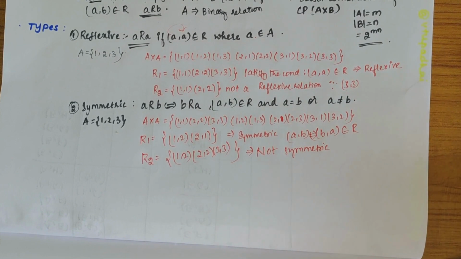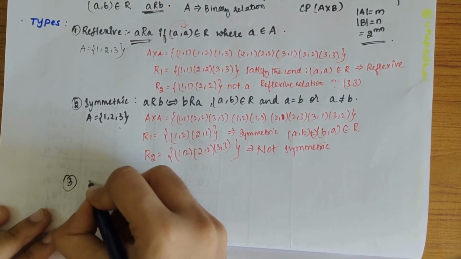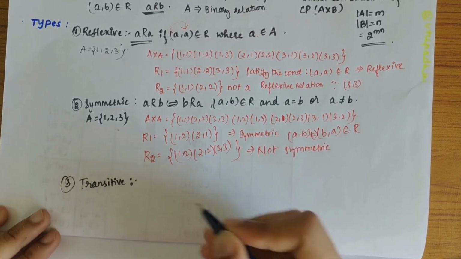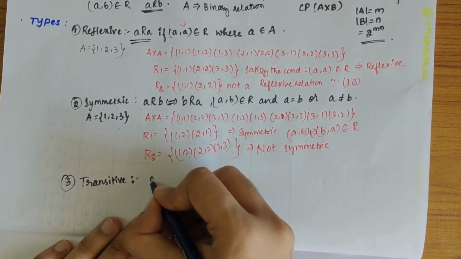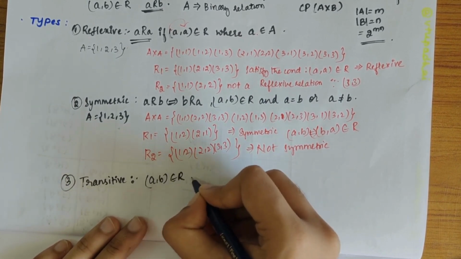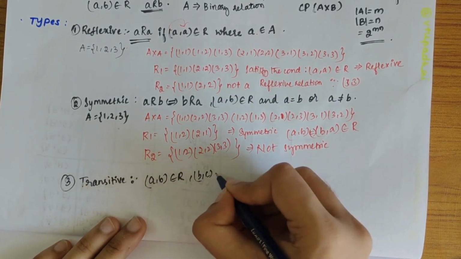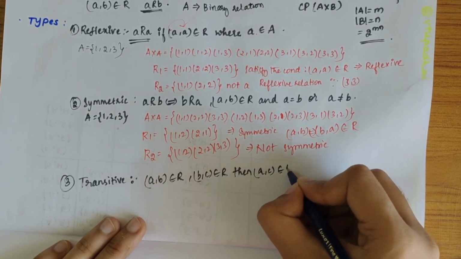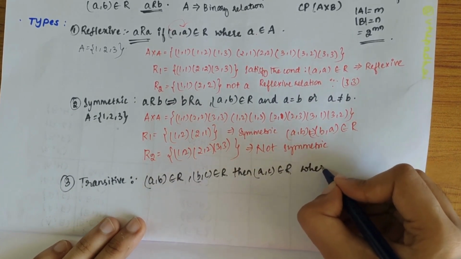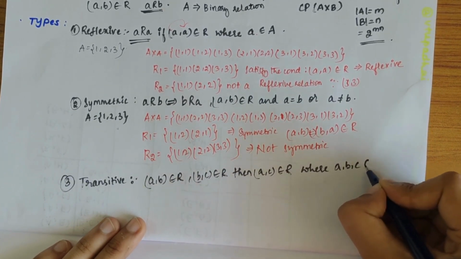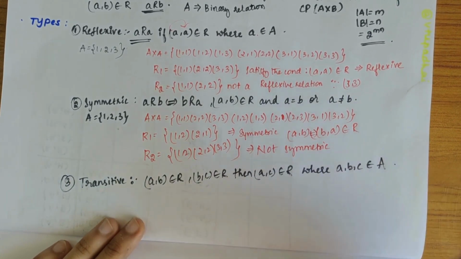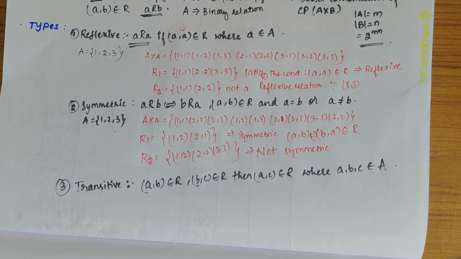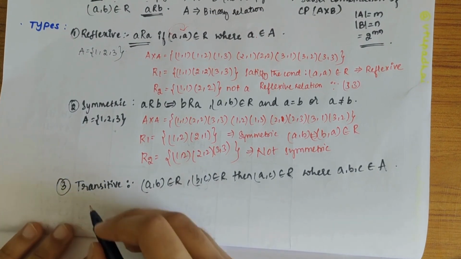Then we have the third type, that is the transitive relation. In a transitive relation, it's pretty simple. If (a, b) belongs to R and (b, c) belongs to R, then (a, c) should also belong to R, where a, b and c belong to A. Any relation which contains only one ordered pair is also known as a transitive relation. So let's take an example.